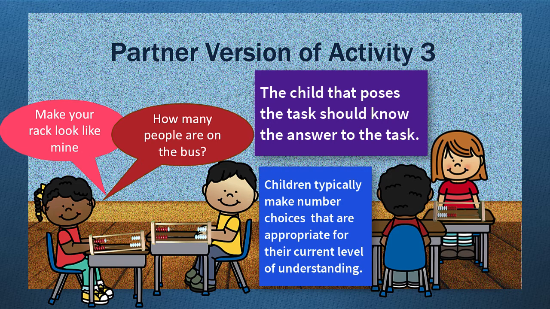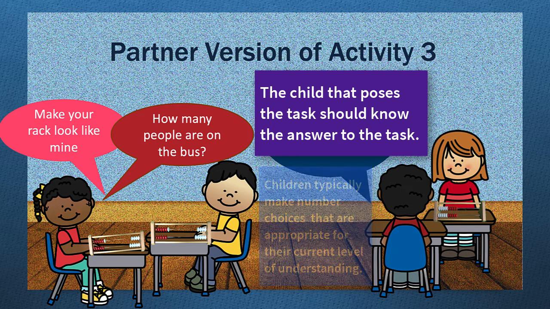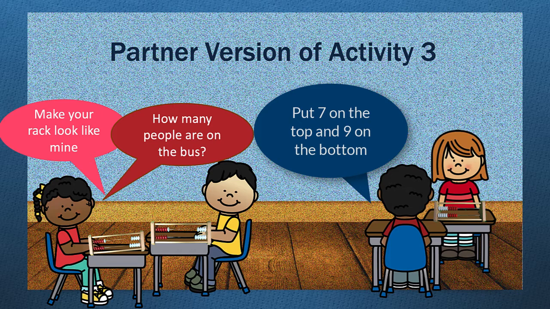For example, the least sophisticated children often choose tasks such as 10 beads on the top, or all of the red beads, or 5 on one rod. The more sophisticated students, on the other hand, often choose more complex tasks, such as 7 on the top and 9 on the bottom, that require more reasoning and more explanation.